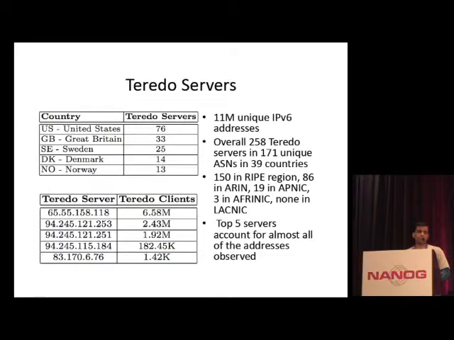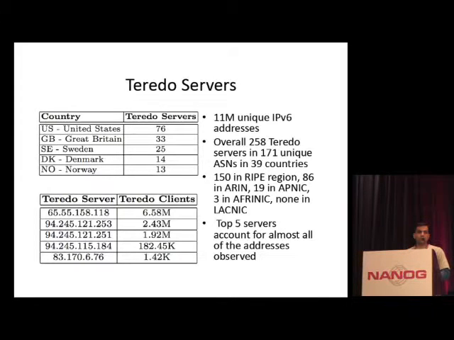Overall, we observe about 11 million unique IPv6 addresses that were Teredo, 258 unique Teredo servers around the world, in 171 unique ASNs in 39 countries. The United States has the largest number of Teredo servers, about 76. Great Britain is next with about 33.